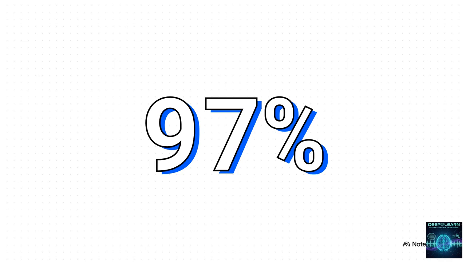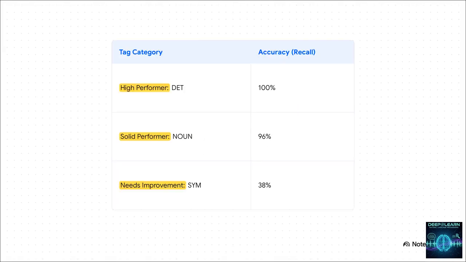A whopping 97% accuracy. Let that sink in. Out of every 100 words the model was tested on, it got 97 of them right. That's fantastic. It's an incredible score that puts this model right up there with the best of the best, with state-of-the-art approaches.